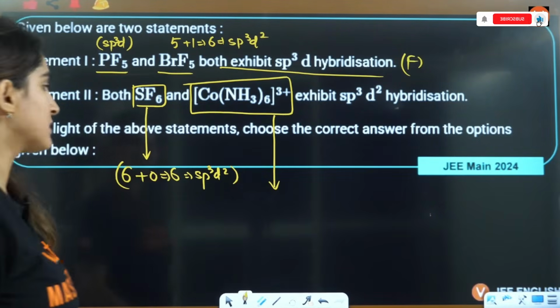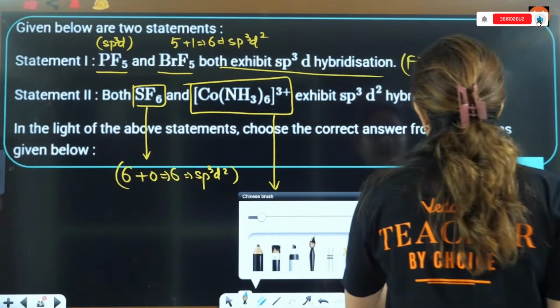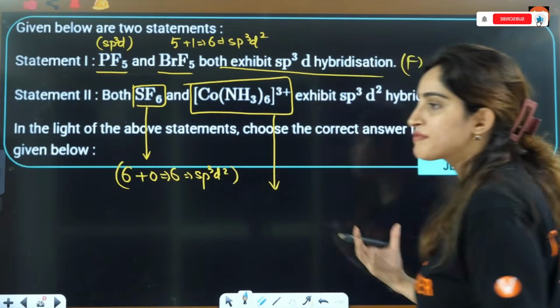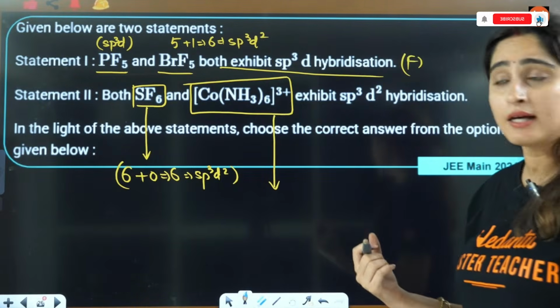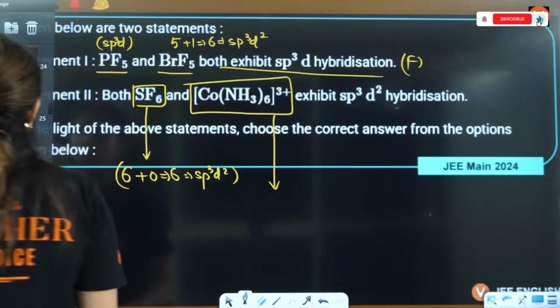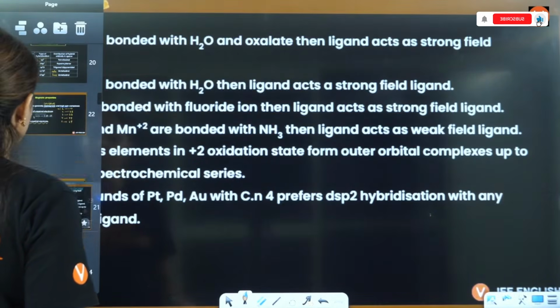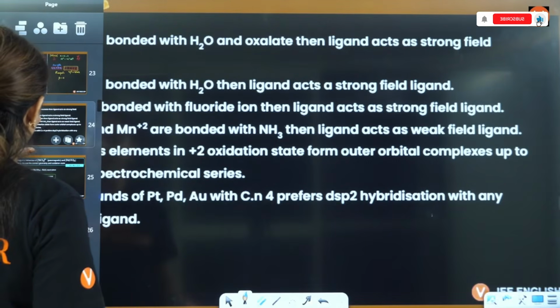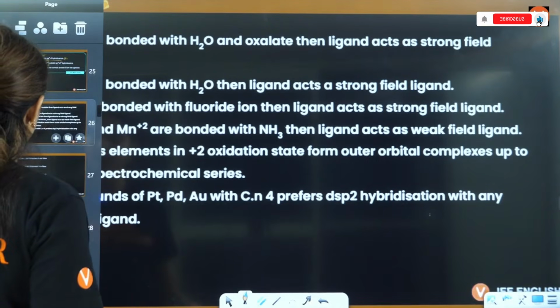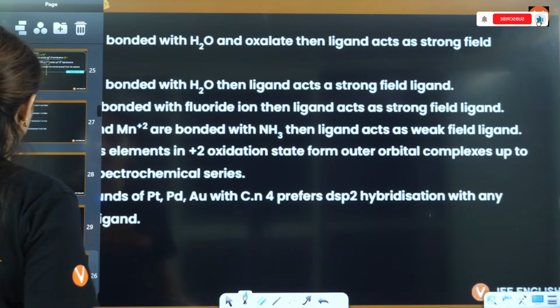Okay, let's see this. Now always remember, ammonia behaves as a strong field ligand, right? Only in some cases it will behave as a weak field ligand. I will just show you the exceptional case here. This is the time for exceptions. Okay, I'll just show you the exceptions here.